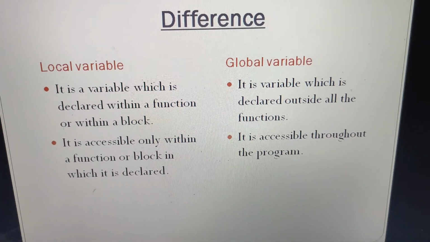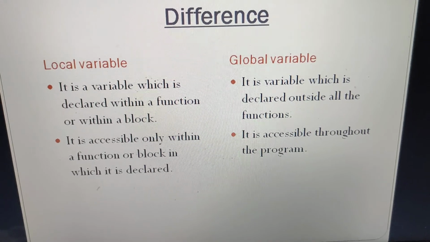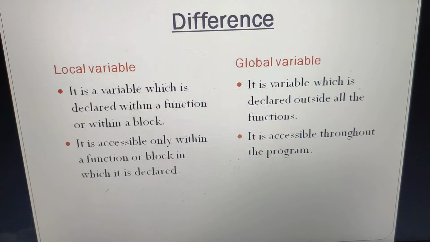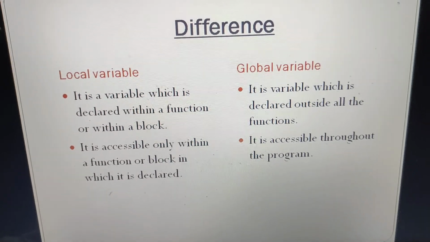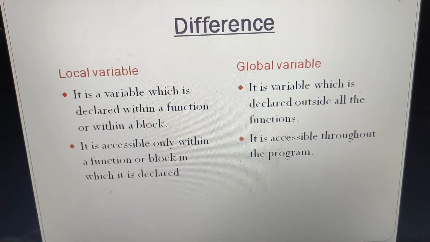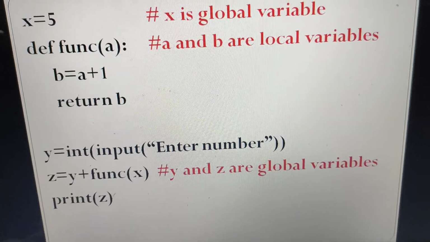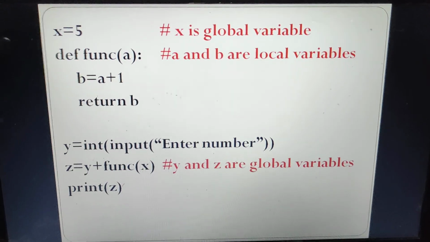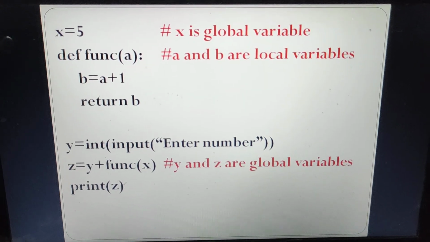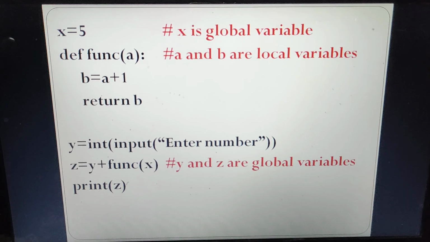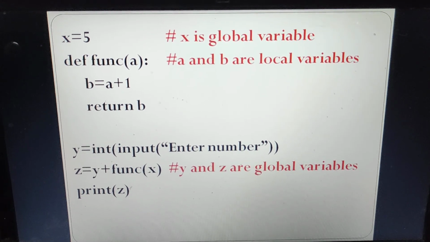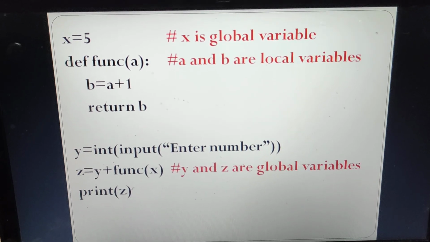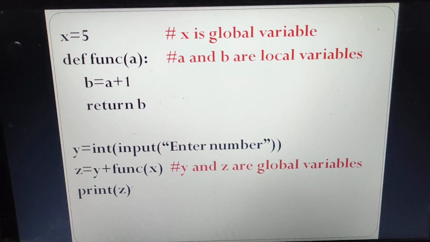Global variables are declared outside all the functions, which means at the top level of the program. Hence, each and every function and the program can access those variables. For example, here is a small Python program where I have declared x equals 5, which is outside a function and at the top level of the program. Hence, it is a global variable.